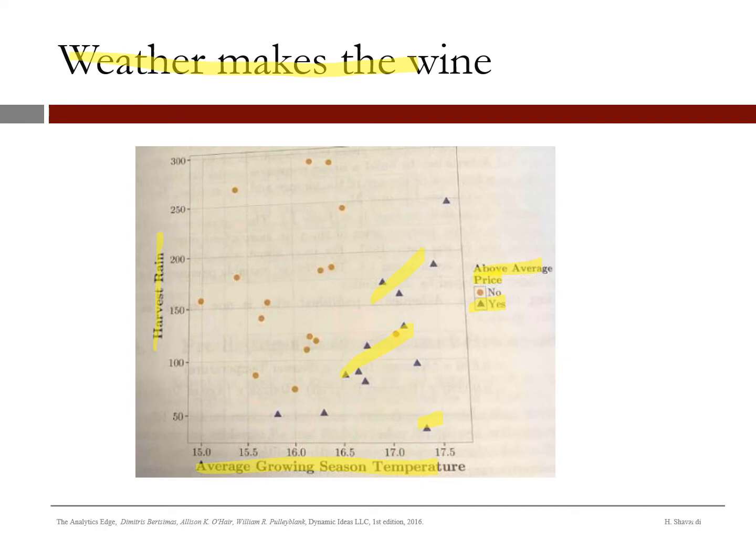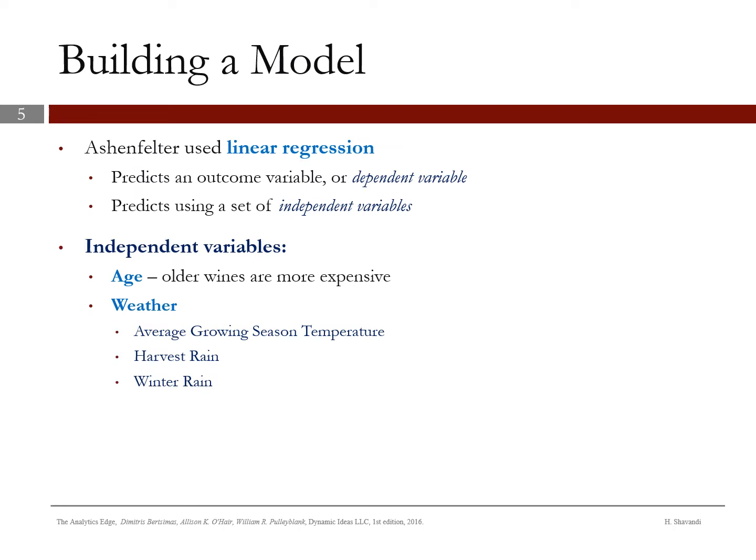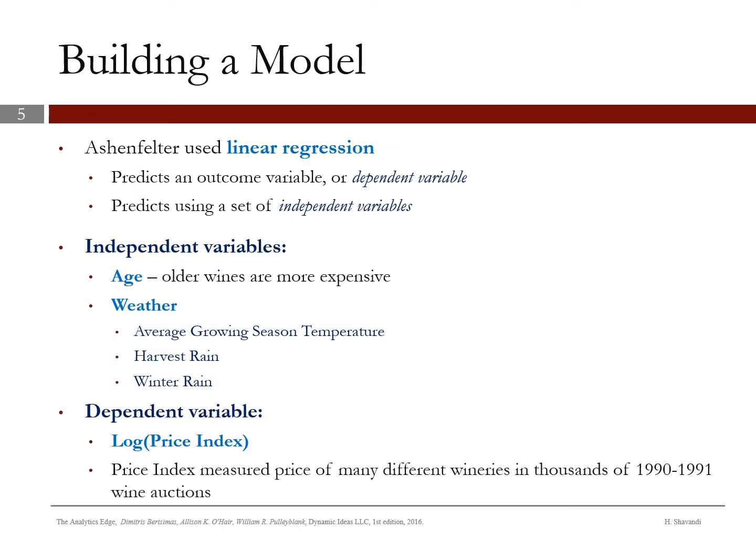By having this descriptive analysis, we can go ahead and build a linear regression model considering independent variables like harvest rain and average growing season temperature, and the dependent variable would be the price or the quality of wine. So by that descriptive analysis, Ashenfelter considered a linear regression to predict the quality of wine.